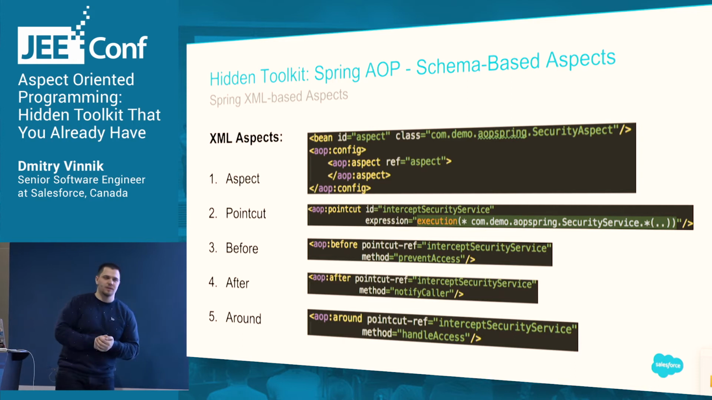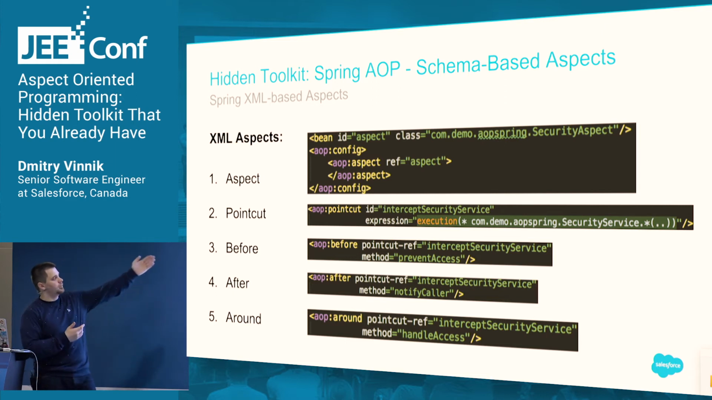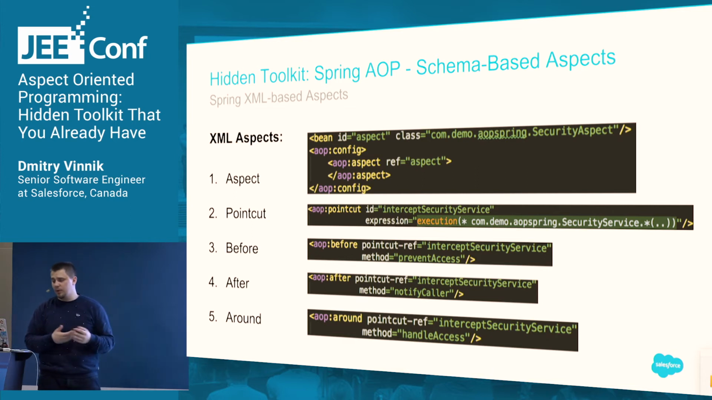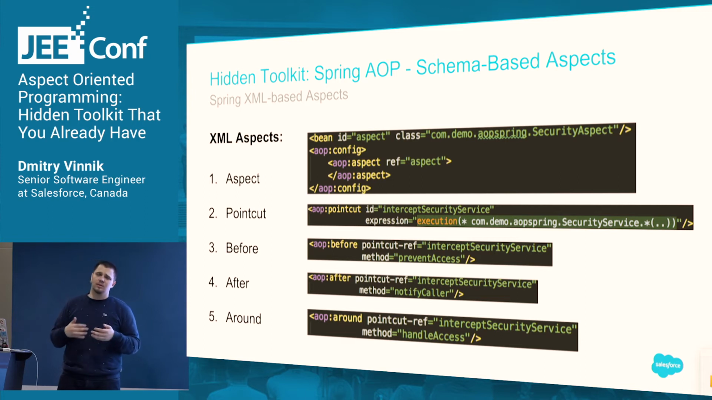Again, there is always the Spring way to do things, schema-based aspects. So here again, you have your aspect using the AOP aspect tags. You have your pointcuts. In a similar way, you name them by mentioning the ID. You specify the type, and you put some binding into it, the signature. Then you also have your advices before, after, and around, in a similar way to what you would do with Java.